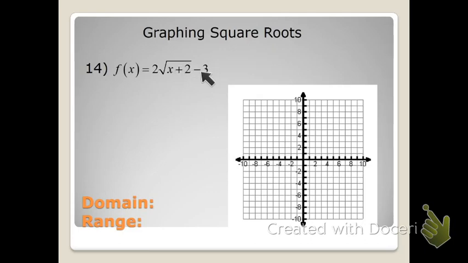John? You're going to go left 2, right 3? So this is the horizontal shift. We do opposite sign. Left 2.